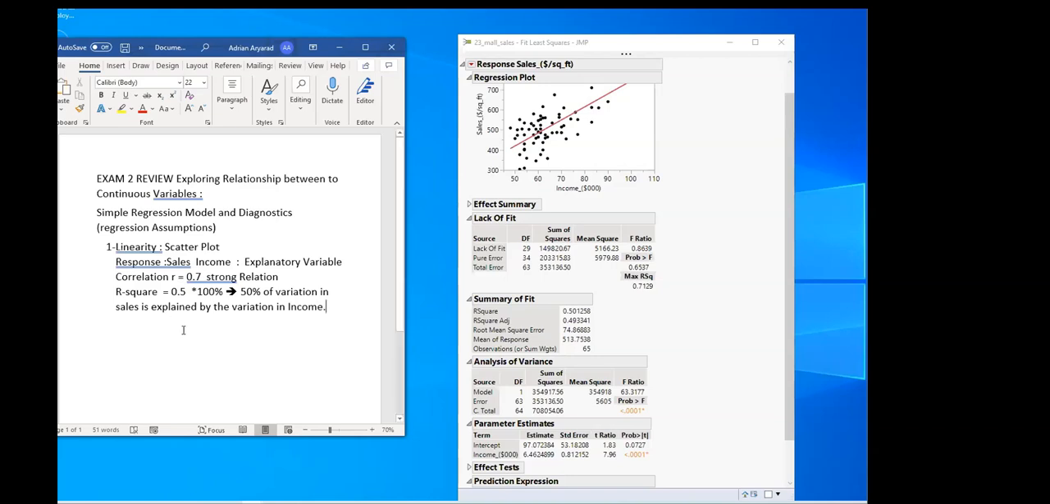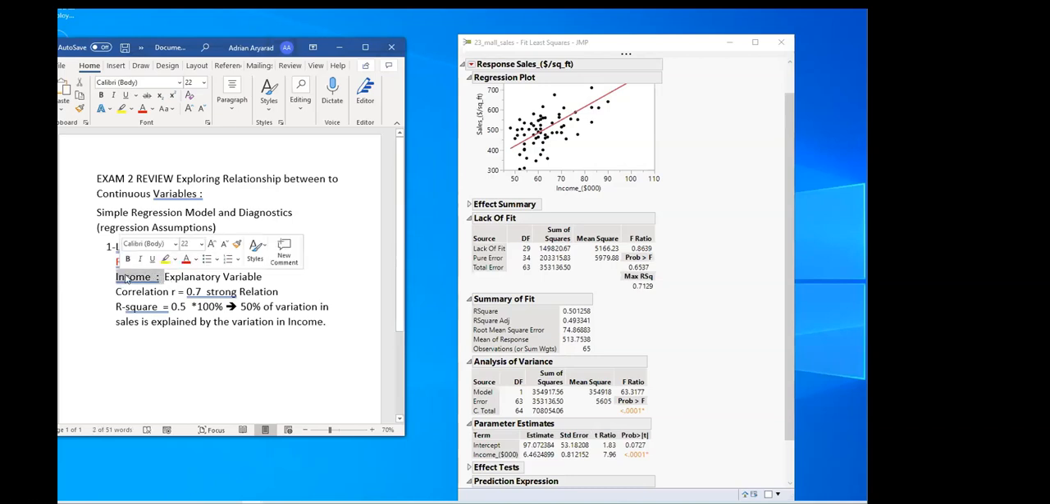Okay. So we're exploring the relation between two continuous variables. One was the response variable, sales, let me highlight this, and your explanatory variable is income. Let's put this down here.